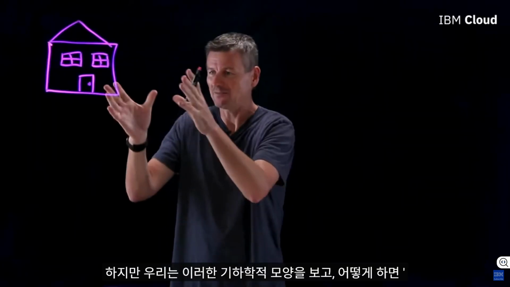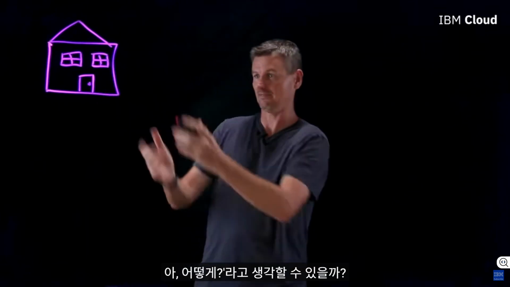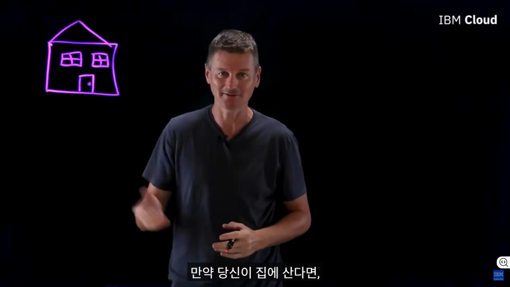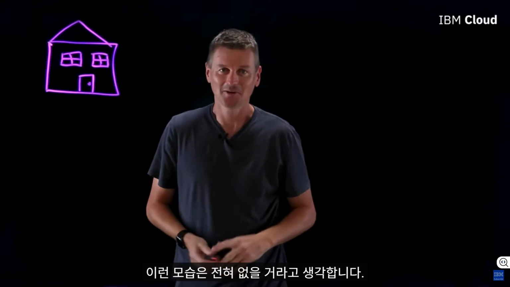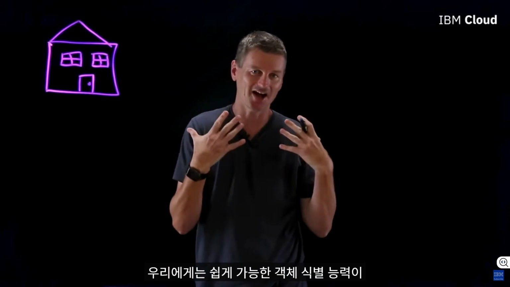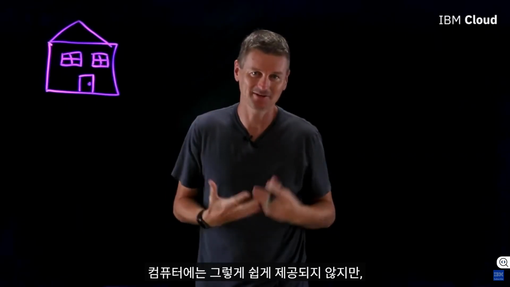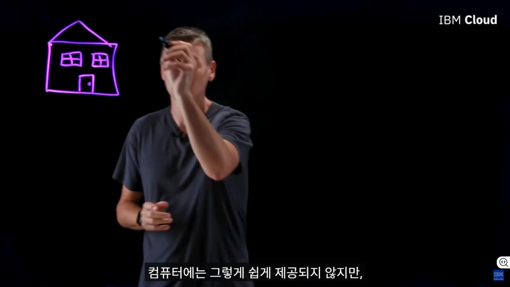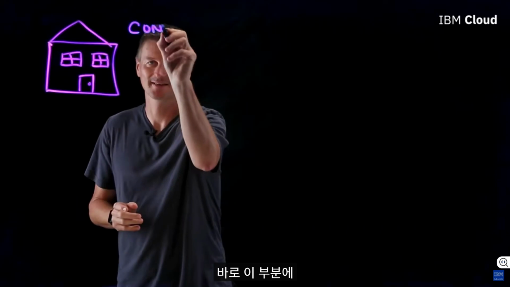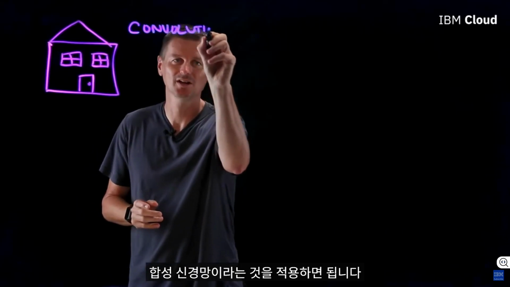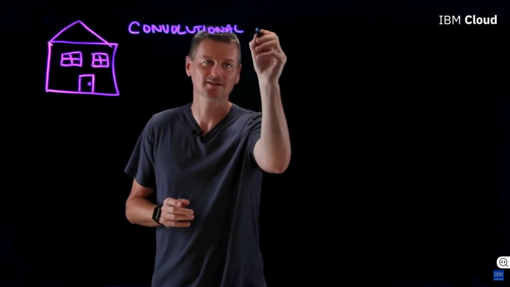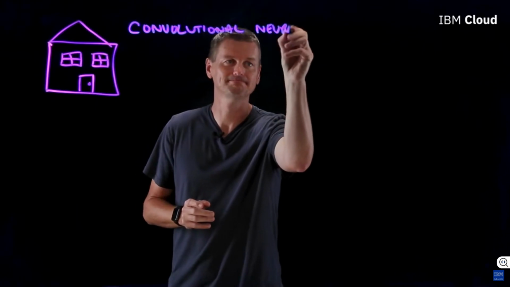But how can we look at this set of geometric shapes and think, oh, house. If you live in a house, I bet it looks nothing like this. Well, that ability to perform object identification that comes so easily to us does not come so easily to a computer, but that is where we can apply something called convolutional neural networks to the problem.